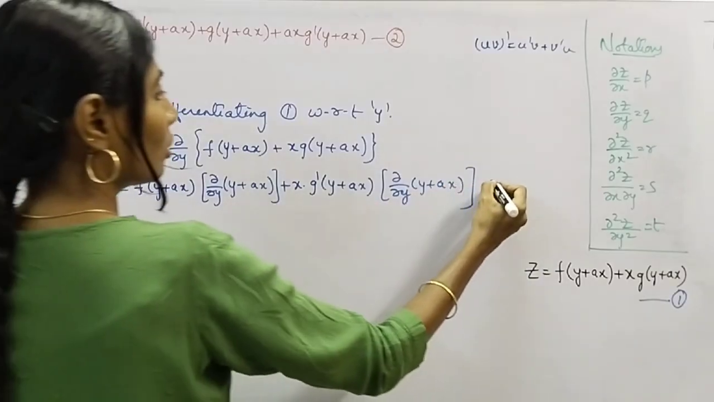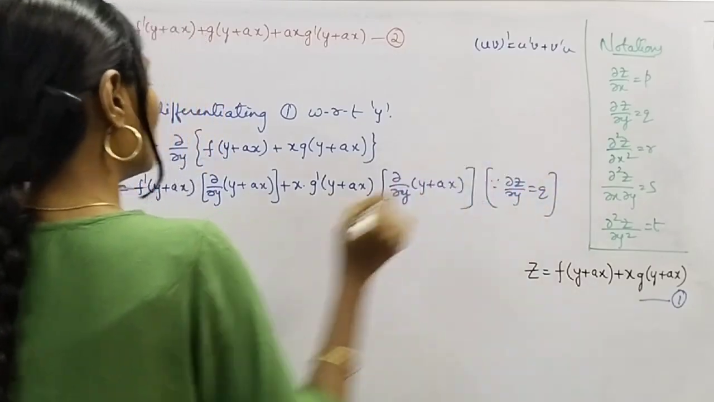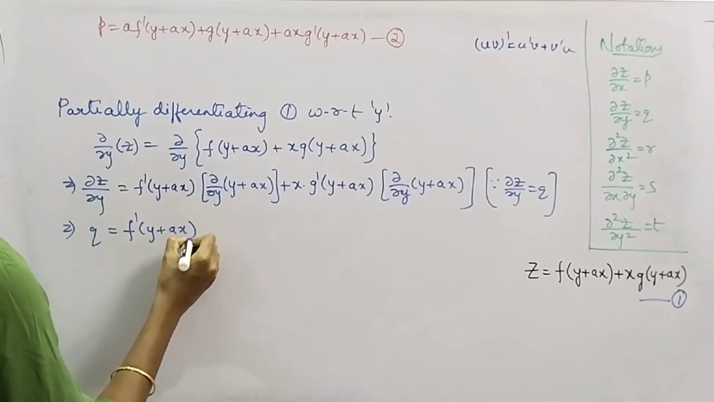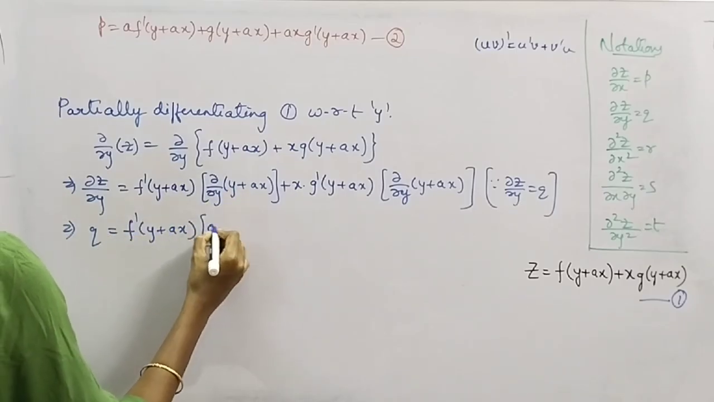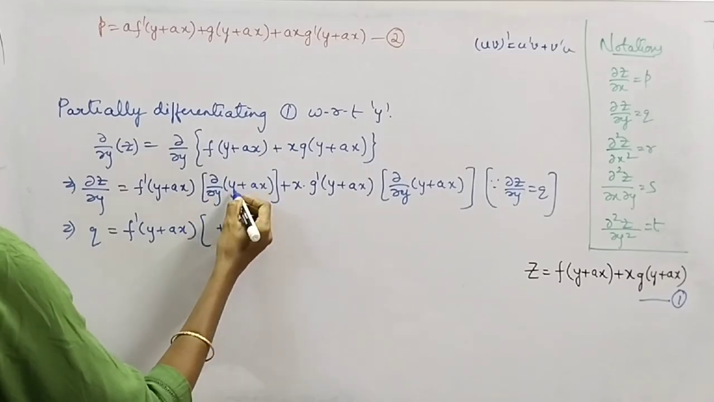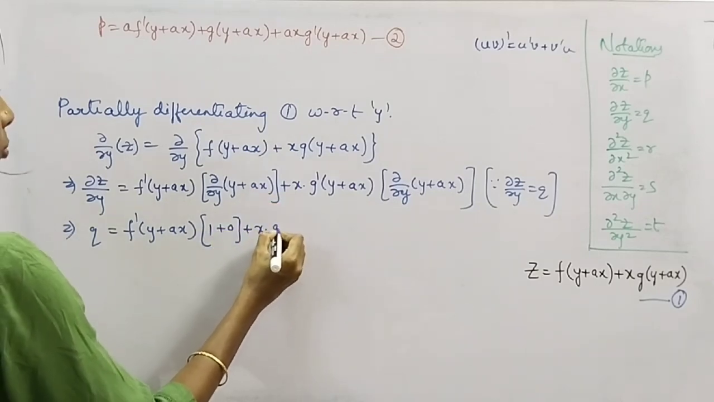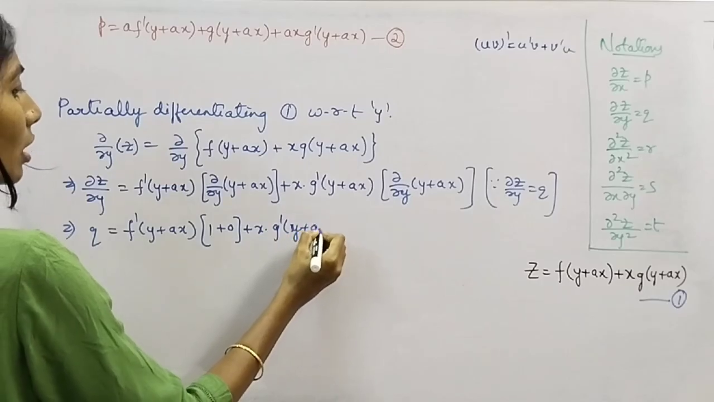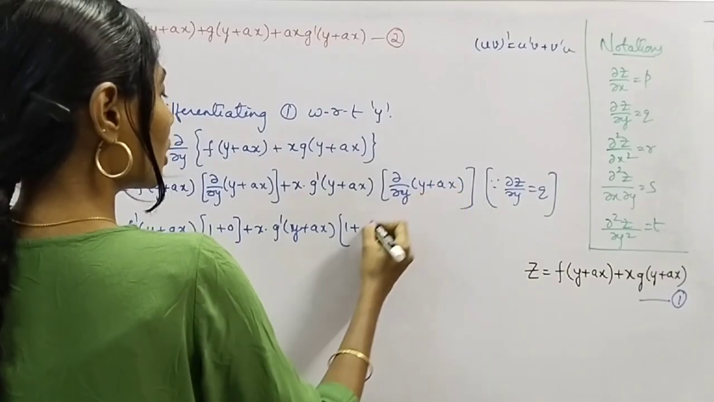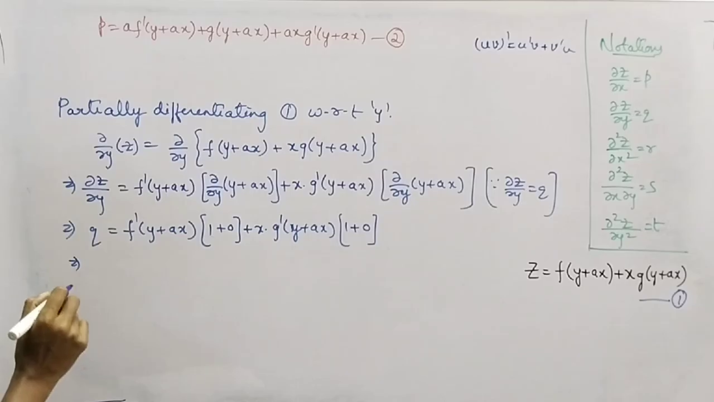Since we have a notation dou z by dou y equal to q, let's replace it by q equal to f dash into partial derivative of y with respect to y, which is 1, plus partial derivative of a constant with respect to y, which is 0, plus x into g dash of y plus ax into partial derivative of y with respect to y, which is 1, plus partial derivative of a constant with respect to y, which is 0, right? Here a is treated as constant, okay?